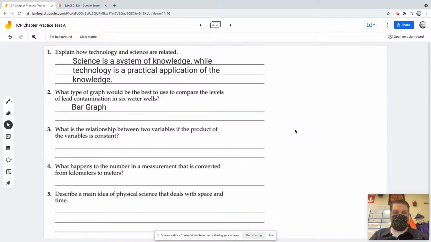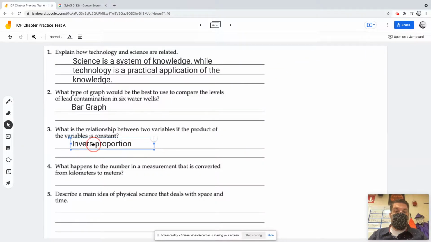All right. It says, what is the relationship between two variables if the products of the variables are constant? You guys remember that one? Anybody remember? It's an inverse proportion. Remember that? That was from our reading guide.